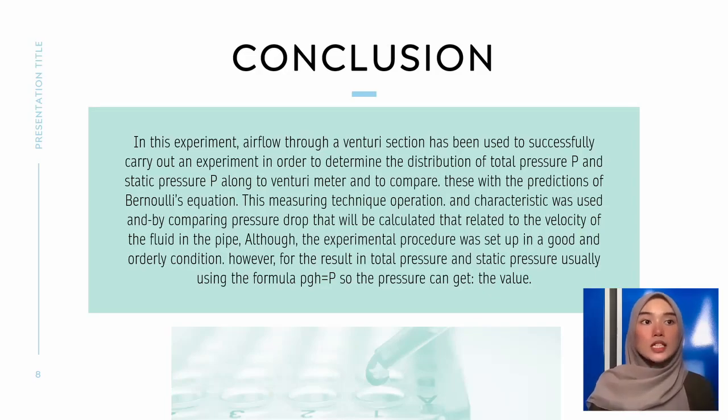Although the experimental procedure was set up in a good and orderly condition, however, for the result in total pressure and static pressure, usually using the formula P = ρgh, the pressure can get the value.